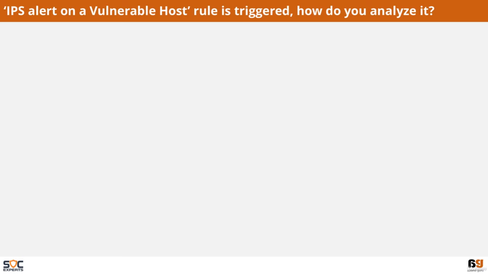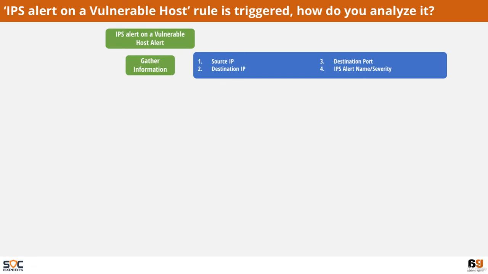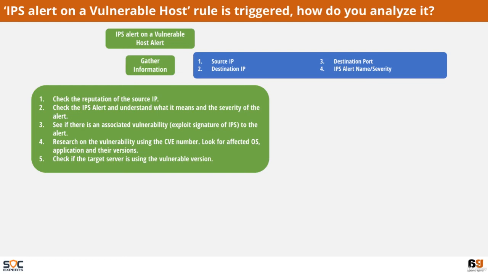An IPS alert on a vulnerable host rule is triggered. How do you analyze it? So when the IPS alert on a vulnerable host is triggered, we gather information like source IP, destination port, IPS alert name, and severity. The analysis would include checking the reputation of the source IP address, checking the IPS alert and understanding what it means and the severity of the alert.